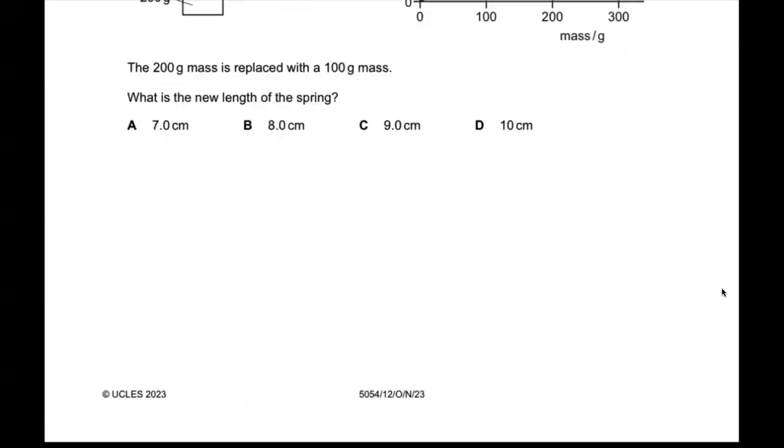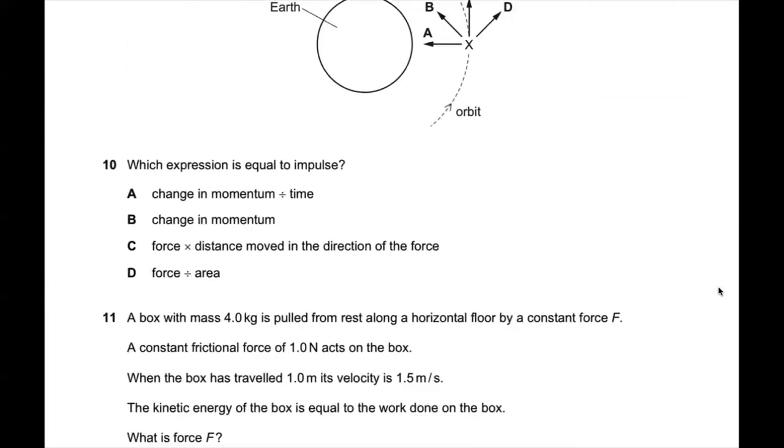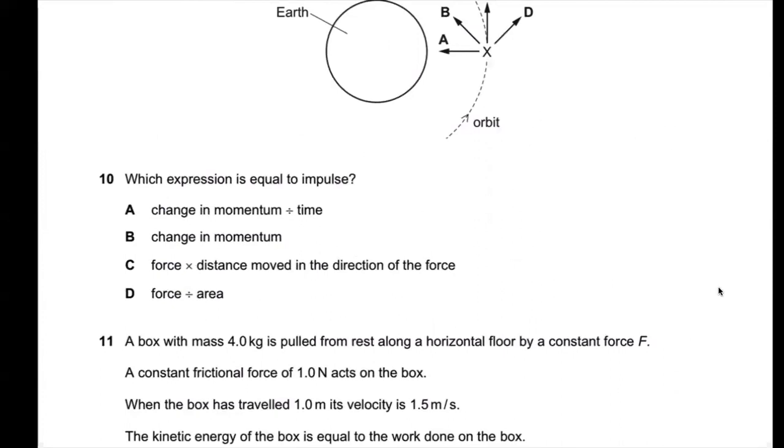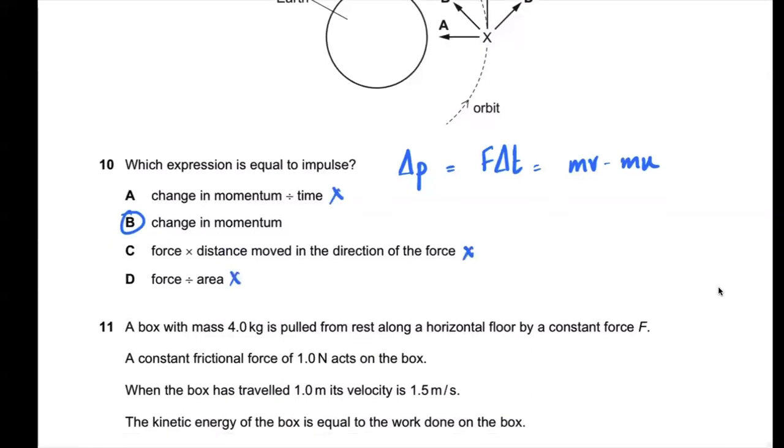So let's go on to 10. Which expression is equal to impulse? So impulse is delta P. So there are two equations, which is F delta T, or the other one is just calculating the change in momentum, mv minus mu. So change in momentum over time is force. Change in momentum is equal to impulse, and force times time for which the force acts would be correct. So this is wrong. B is the correct one.